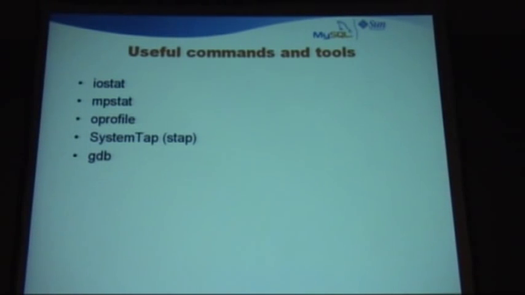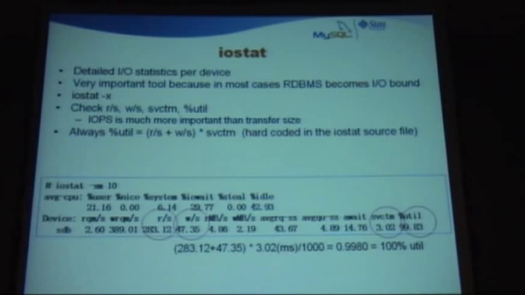Okay, let's go to the third topic: useful commands and tools. I will talk about iostat, mpstat, OProfile, SystemTap, and GDB. iostat shows detailed IO statistics per device. This is a very important tool because in most cases, the database server becomes IO bound.